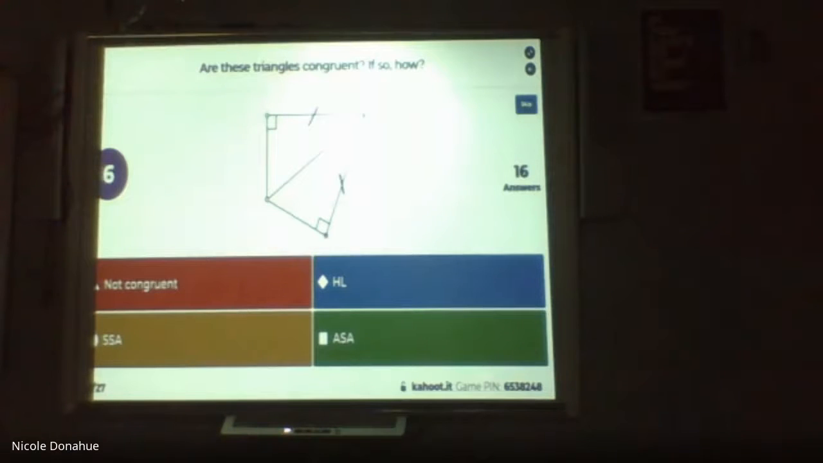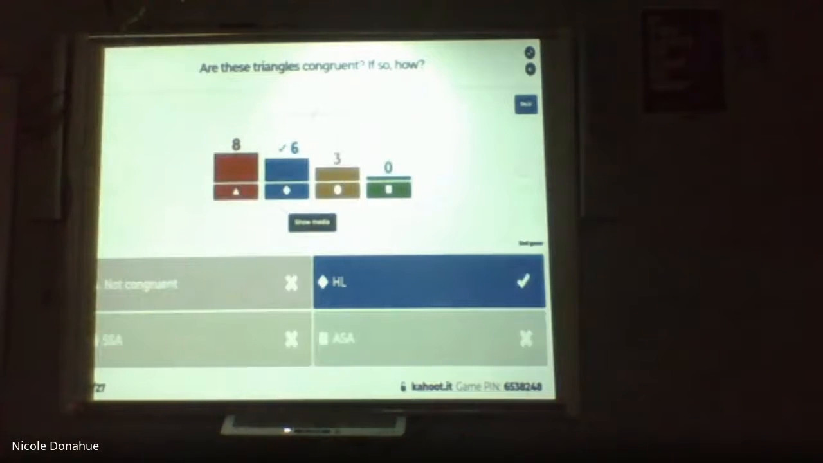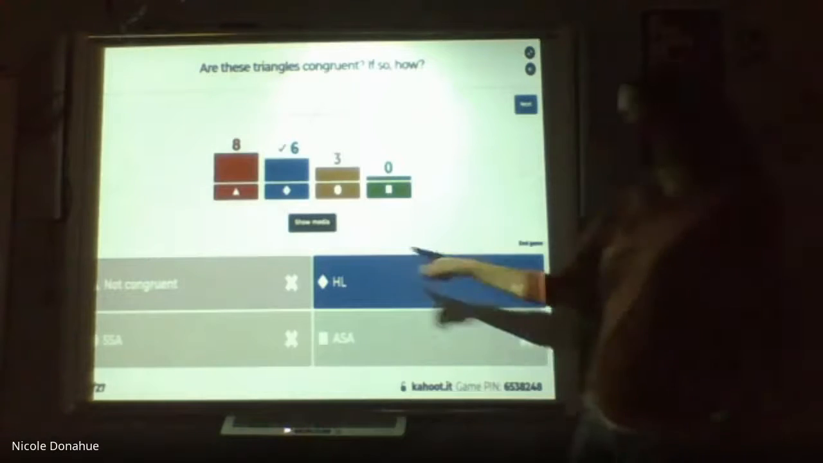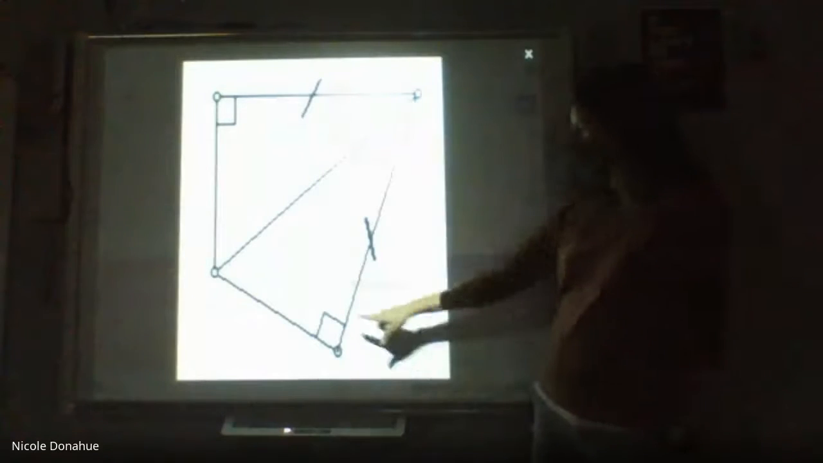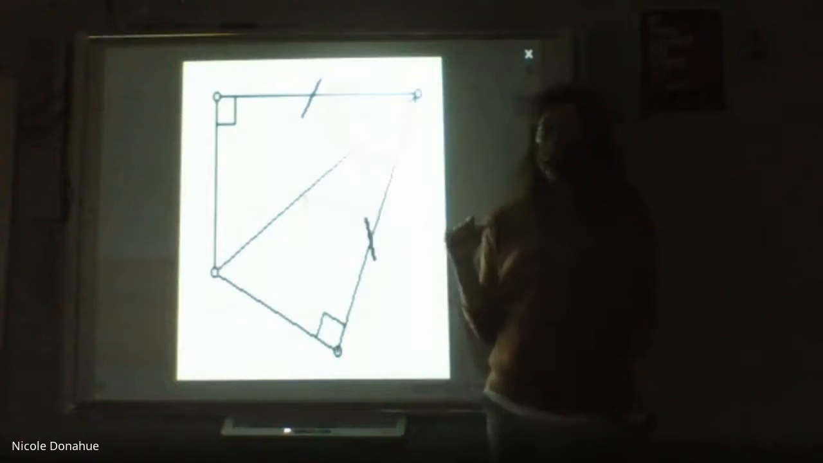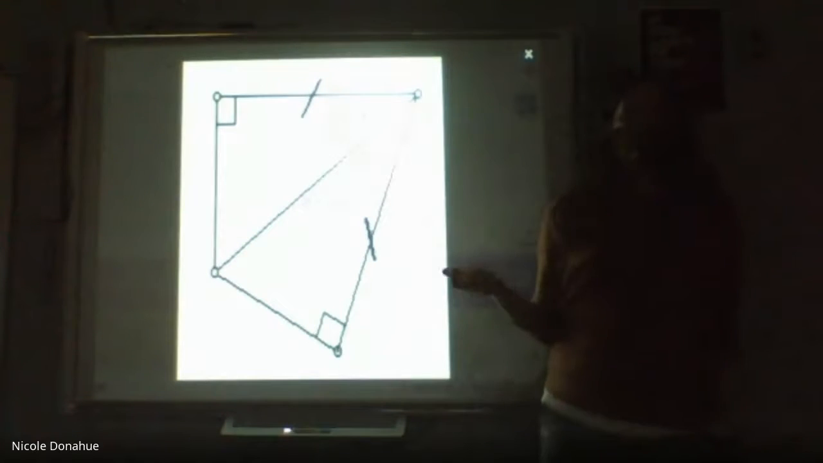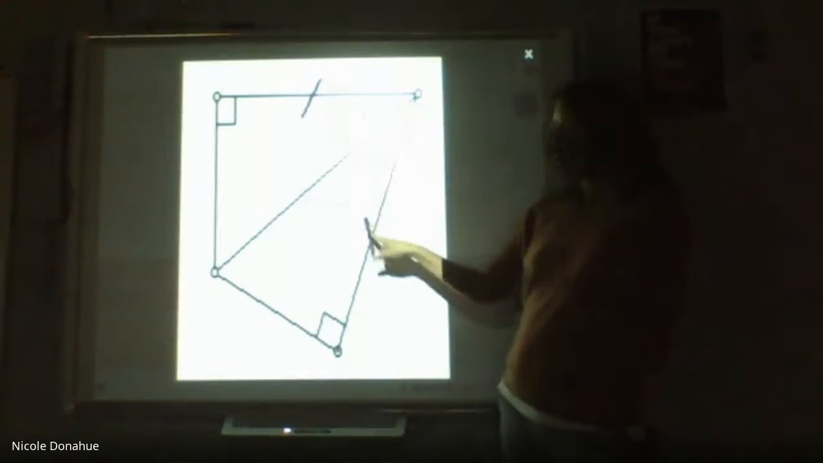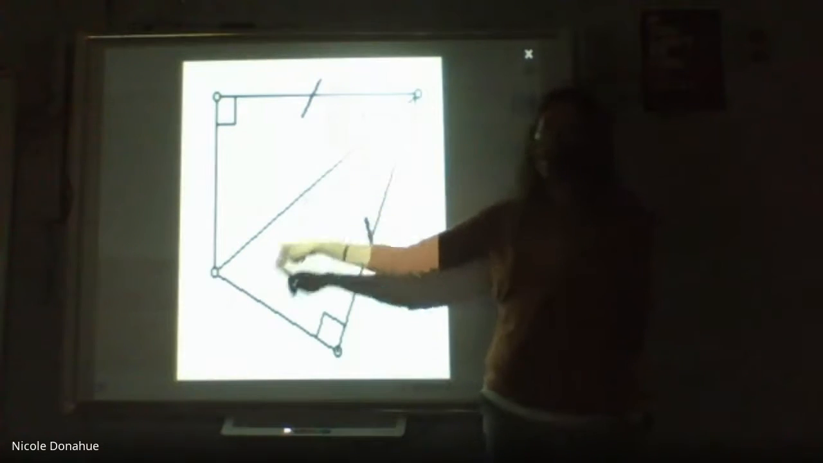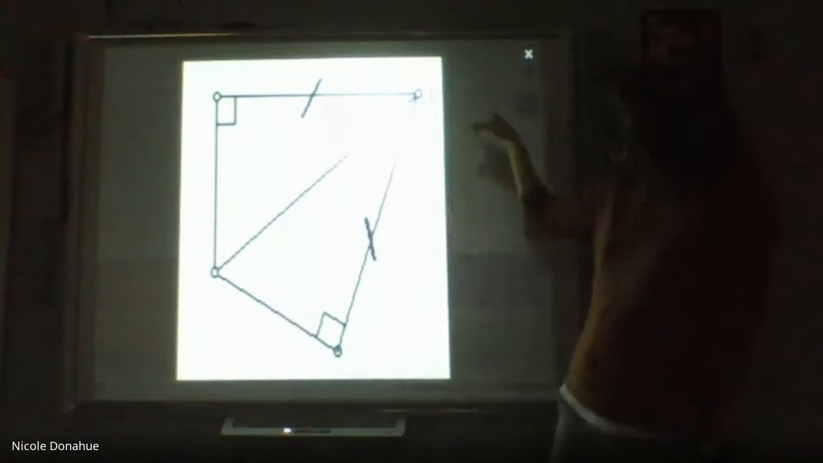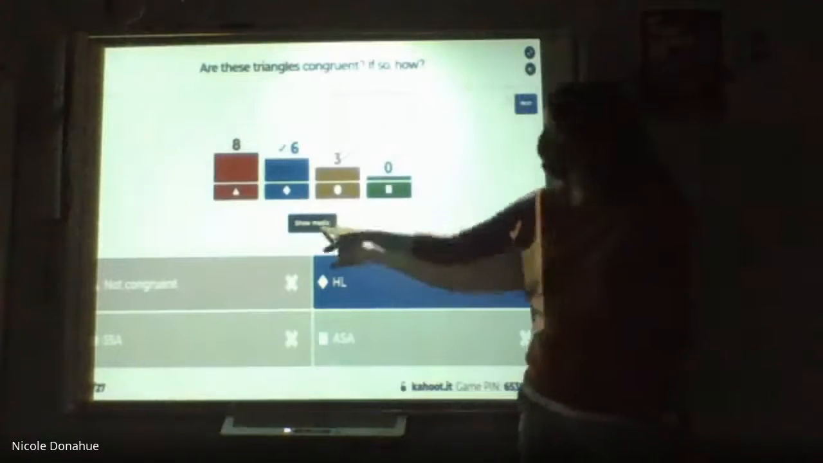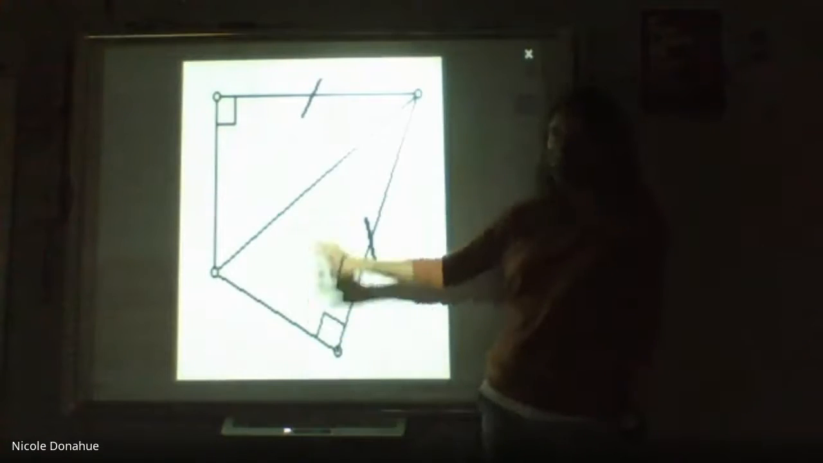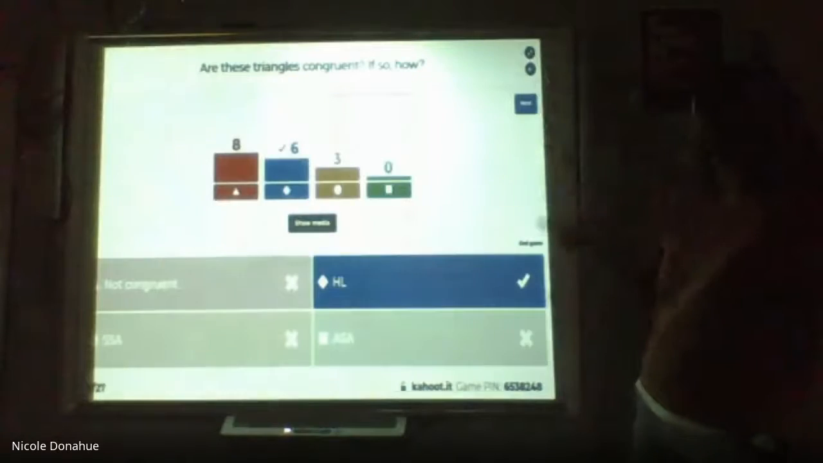Yes, you got it. All right, guys, this is a tough one. This one looks like angle side side, right? But since it's a right triangle, we have the leg and the hypotenuse is given to us. It's a shared side. So this one's hypotenuse leg. You guys see that? So since it's a right triangle, always remember to look for that hypotenuse leg.